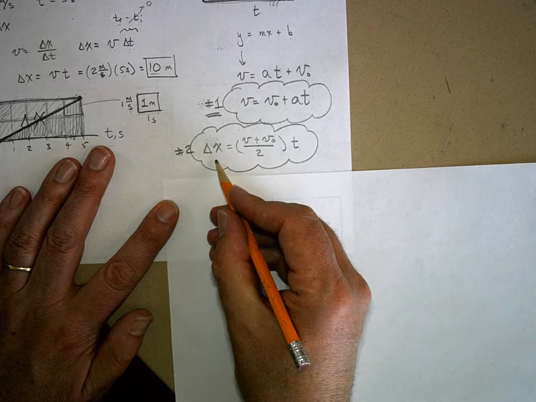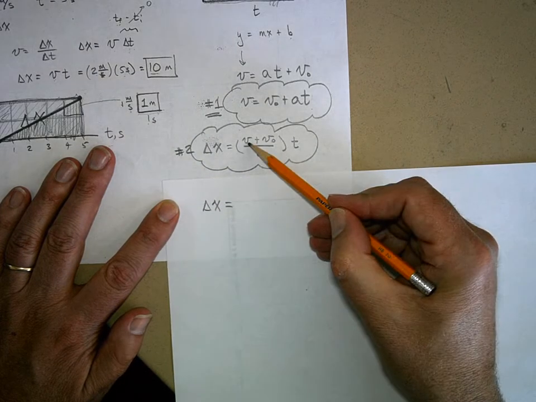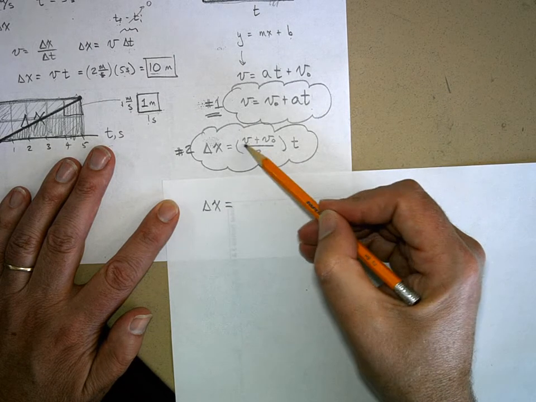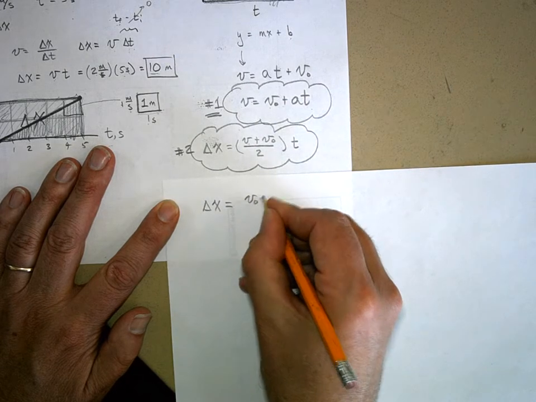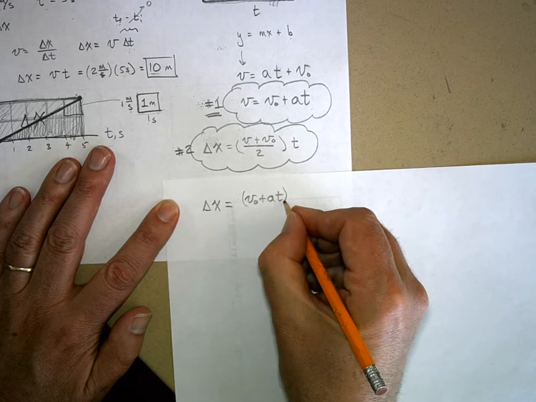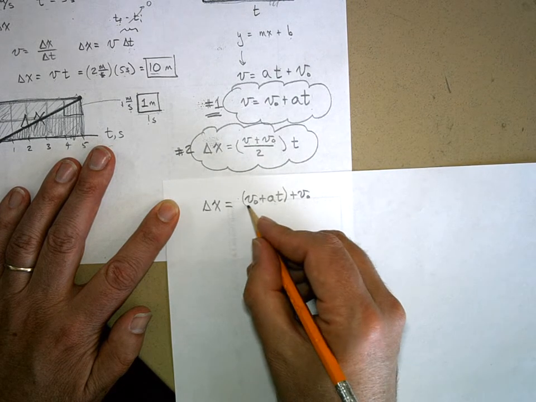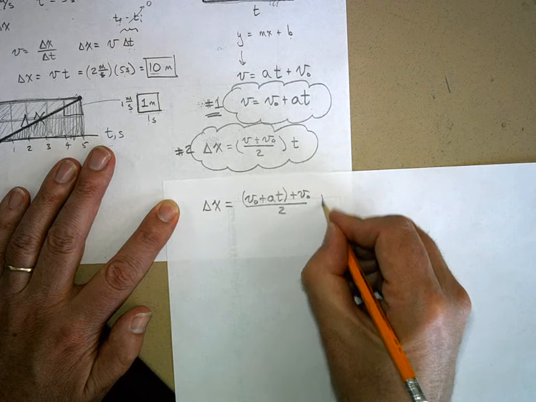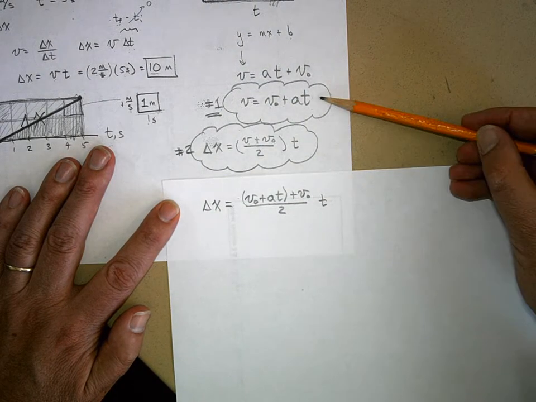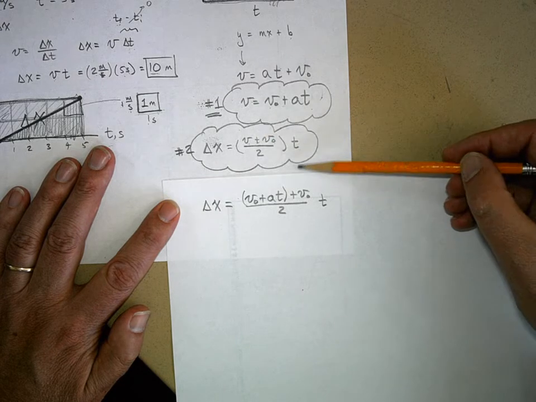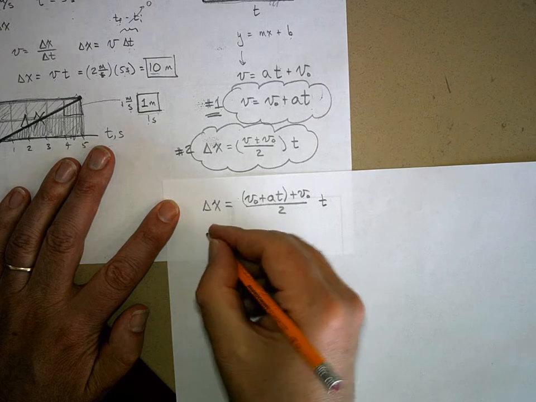So I'm going to start with equation number 2, delta x equals, but instead of v, I'm going to say, hey, v, the final velocity, is equal to v naught plus at. So in place of v, I'm going to put v naught plus at. Then plus v naught over 2 times time. Okay? So do you see what I did? I just substituted equation 1 into equation 2. And by doing so, I now have an expression that does not have final velocity in it. That's critical.